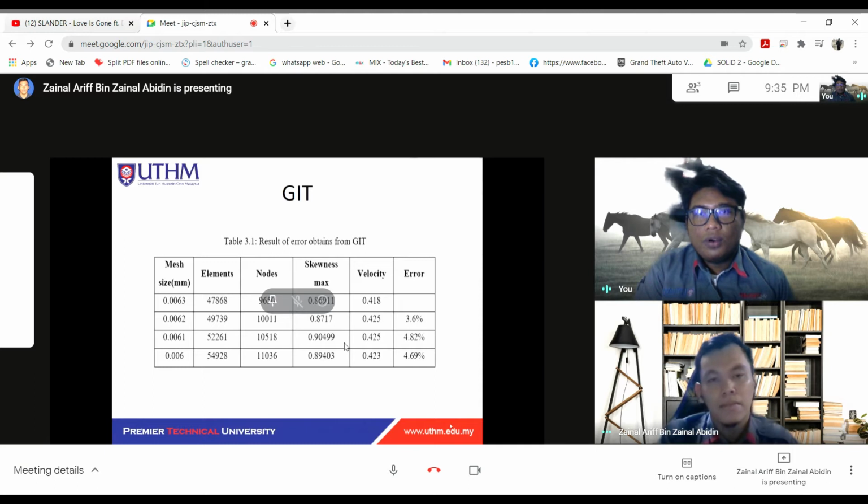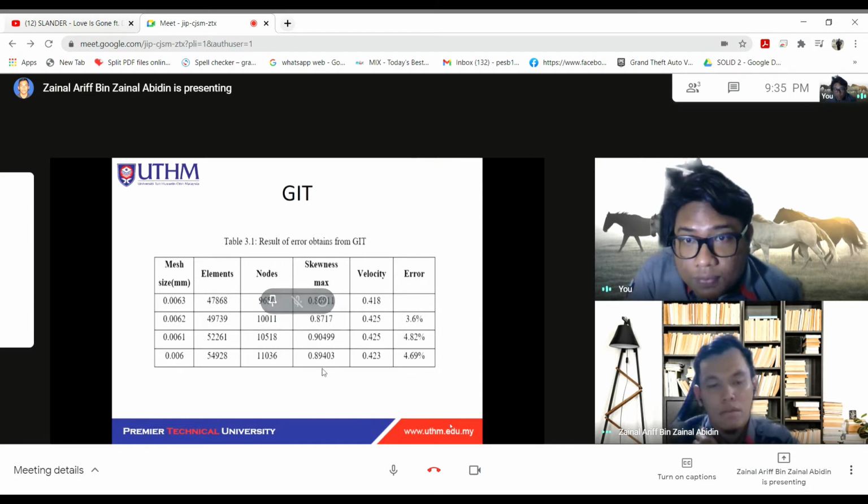Before we start meshing, we must do a GIT. The table below shows the result of error obtained from GIT. When the mesh is 0.063 millimeters, the element is 47868 and the node number is 9650. The skewness max is 0.86911 and the velocity is 0.481.